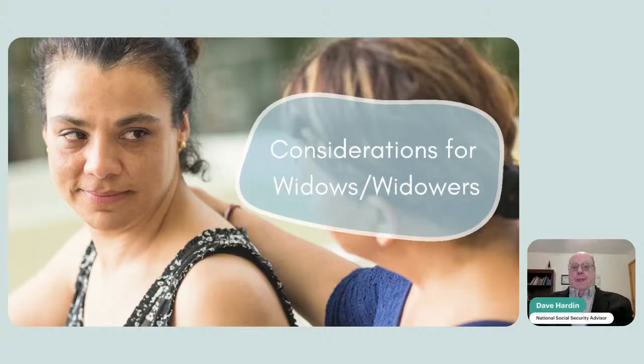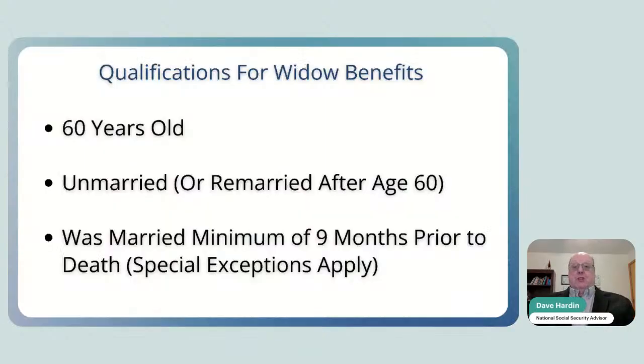Widows and widowers, survivor benefits. To qualify for survivor benefits, you must be at least 60 years old. Now, this is interesting because this is the earliest anybody can collect on a retirement benefit from Social Security. You get disability benefits before this, but not a retirement benefit. Widows and widowers are the only ones that can do this.